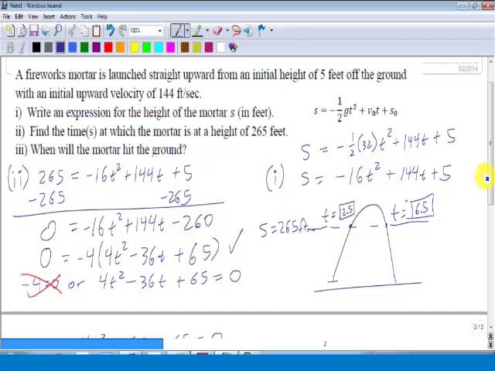And final question there, when will it hit the ground? And the when, I would imagine that would mean from the time it was launched. It's going to be in flight for how long? And then what's the stopwatch saying at the moment it hits the ground?